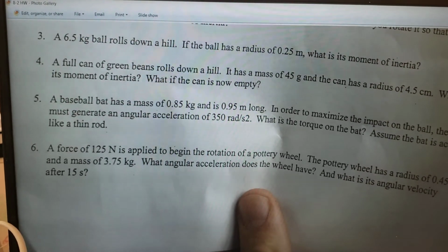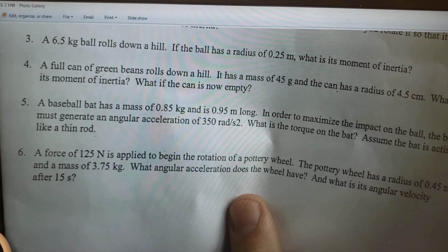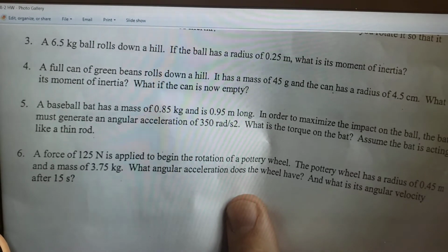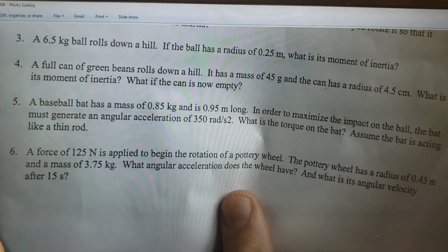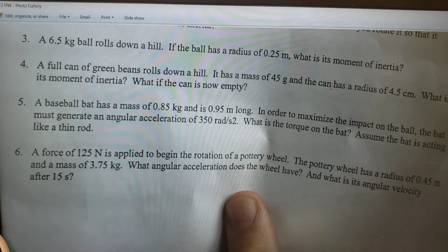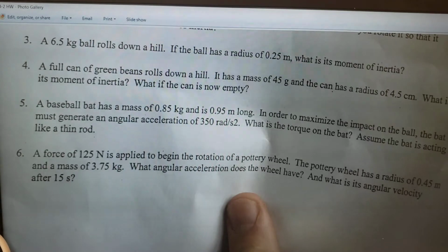8-2 homework, problem number 6. A force of 125 newtons is applied to begin the rotation of a pottery wheel. The pottery wheel has a radius of 0.45 meters and a mass of 3.75 kilograms. What angular acceleration does the wheel have, and what is its angular velocity after 15 seconds?